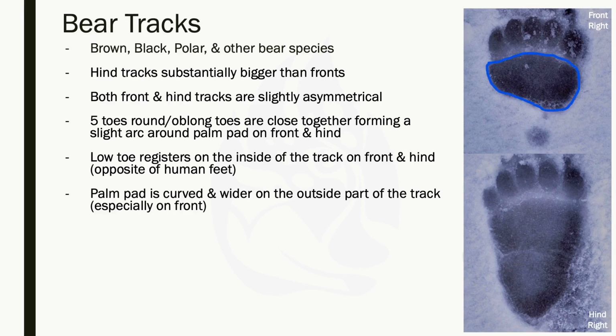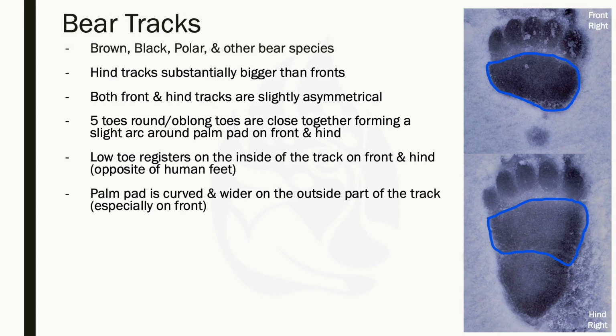The palm pad is also going to be curved, and it's going to be wider on the outside of the track. So even if you weren't sure which was the low toe, you could look at that palm pad, particularly on the front, but also on the hind, and you can see that it's wider on the outside of the track.